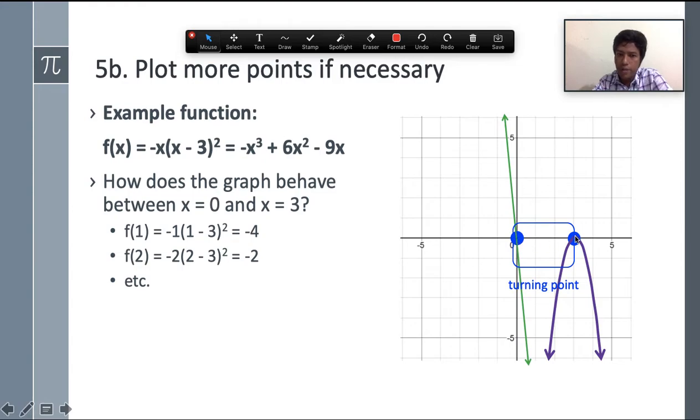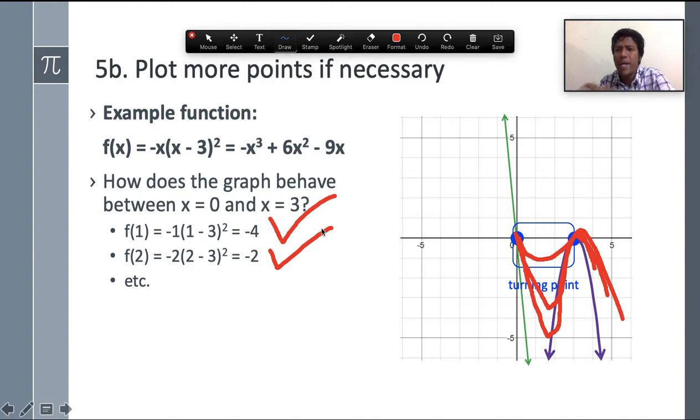Now, in between these 2 points, what will happen? This is like an investigation. If I put x equal to 1, we get minus 4. If we put x equal to 2, then we get minus 2. If we are confused, suppose in between these points, maybe the graph will be like this, or maybe it will come down and then go there like this. We do not know. That's why we have to put some points to understand where it may go.